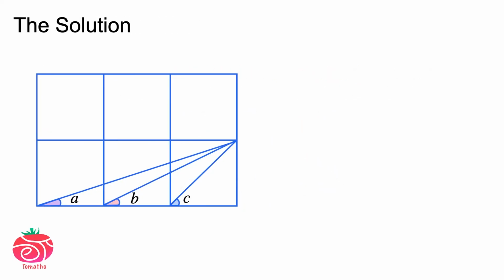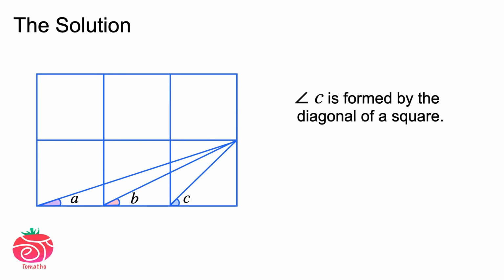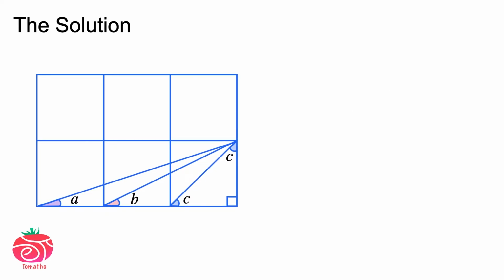So yeah, let's jump to the solution. How to solve such a question with only this information? Well, clearly the most straightforward one to obtain is the value of C, as C is formed by the diagonal of a square. So C equals 45 degrees. How about A and B? Before we continue, let us label some of the vertices as follows and draw the segment EF.